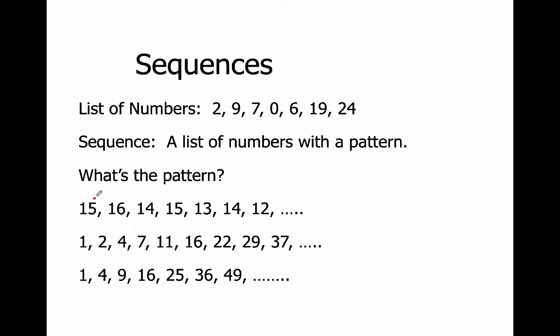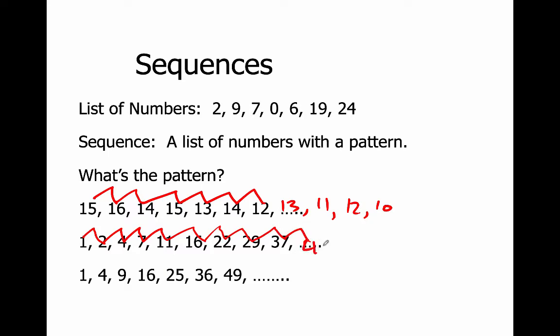You can start to see we go plus 1, minus 2, plus 1, minus 2, and we could continue. This one goes plus 1, plus 2, plus 3, plus 4, plus 5, plus 6, plus 7, plus 8, plus 9, plus 10, etc. This is the squares. If you look at them, it's plus 3, 5, 7, 9. Anytime you're going up by an odd number, it's probably going to be something to do with squares. So you've got 49, 64, 81, 100, etc.